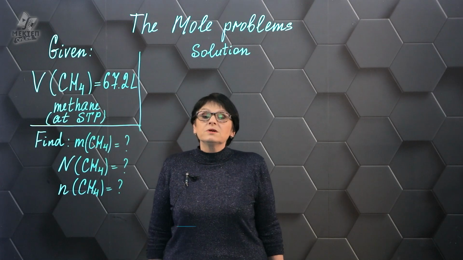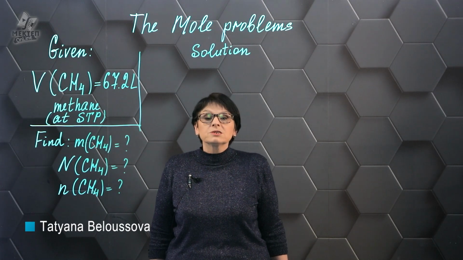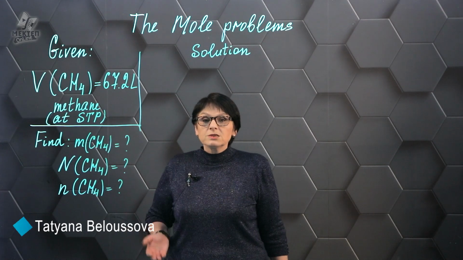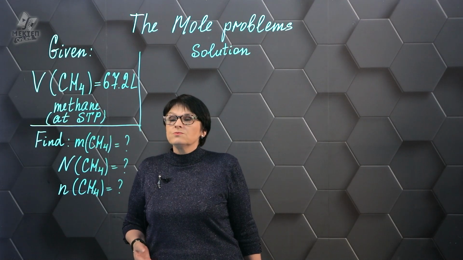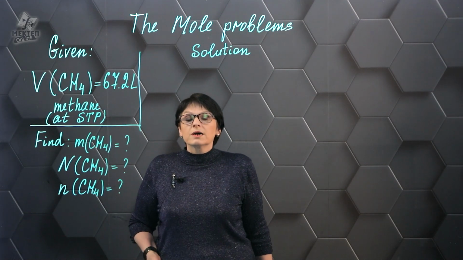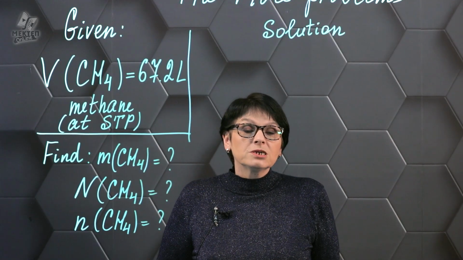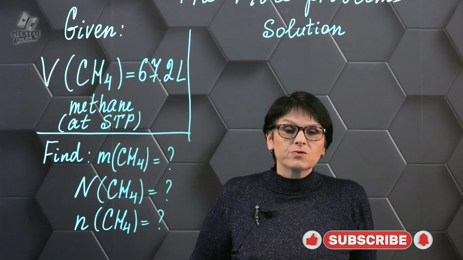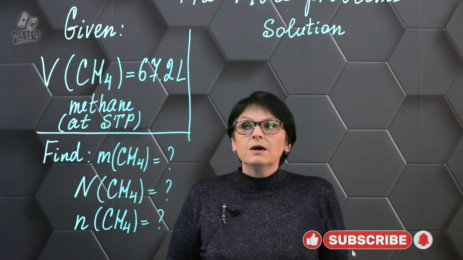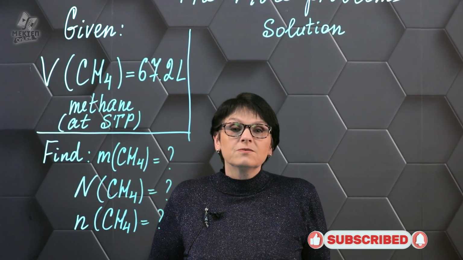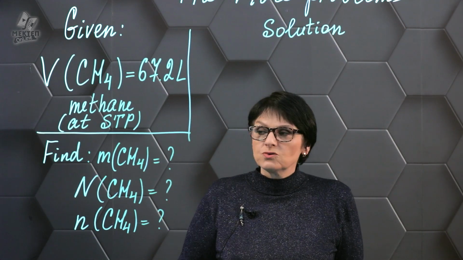Hello, today we continue solving problems using the concept of quantity of matter. The problem we propose to solve today will look like this. The volume of methane gas is given. Methane is a part of natural gas, which is used for combustion. This volume is given as 67.2 liters under normal conditions.